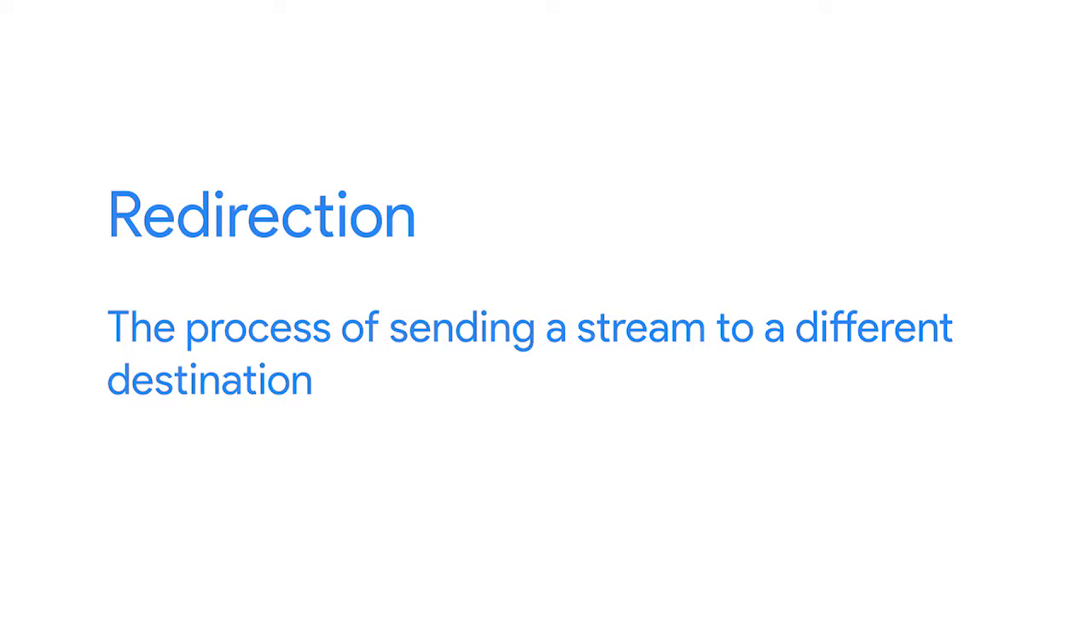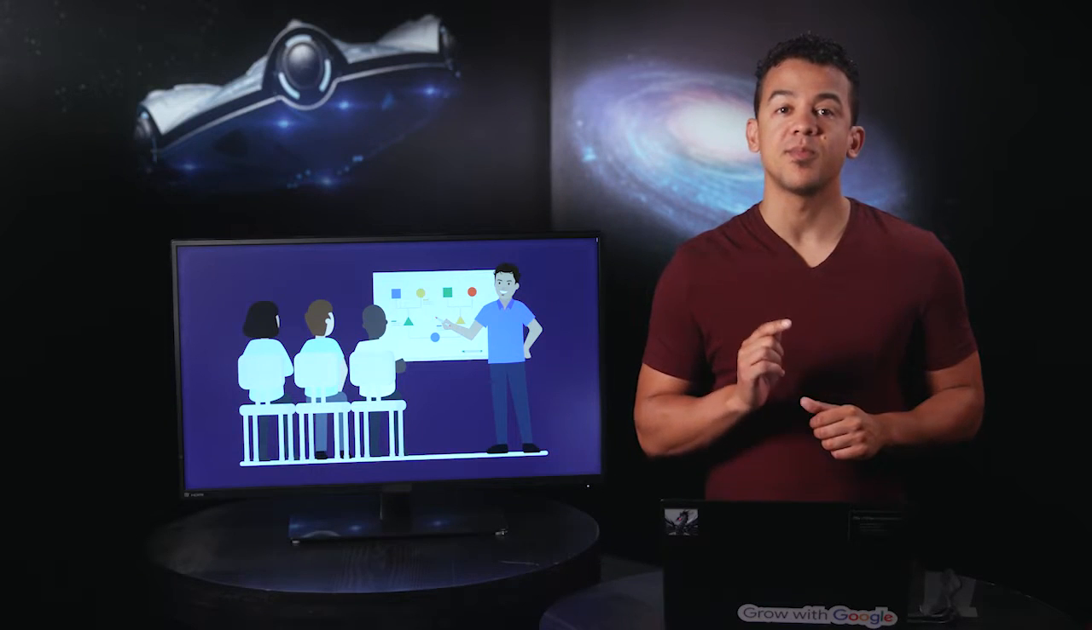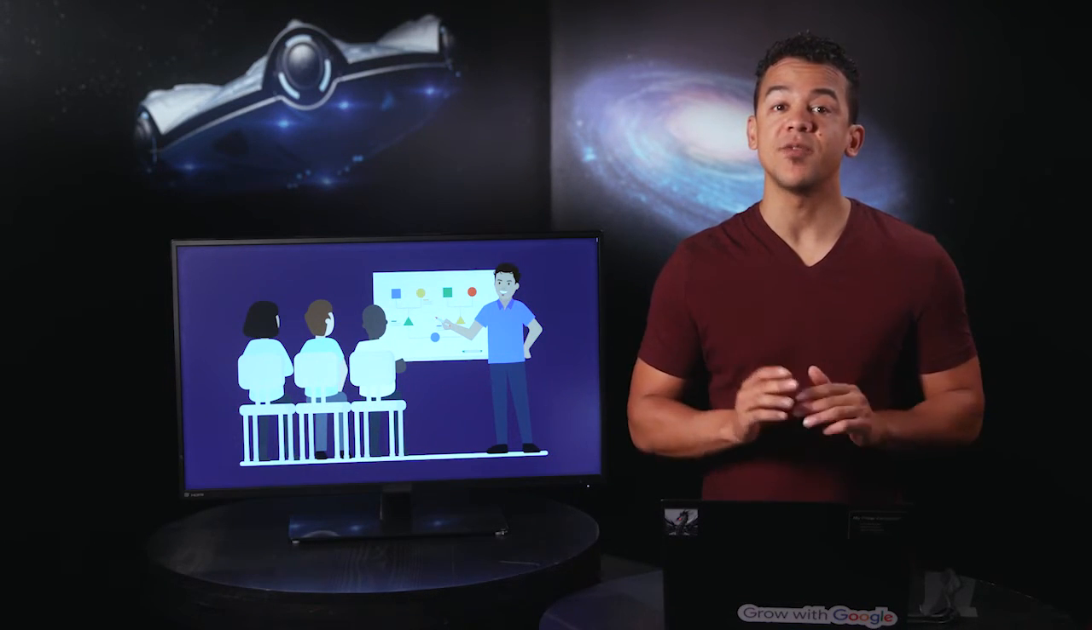We can change this default using the process called redirection. Redirection is a process of sending a stream to a different destination. This process is provided to us by the operating system and can be really useful when we want to store the output of a command in a file instead of just looking at it on a screen. To redirect the standard output of a program to a file, we use the greater than symbol.